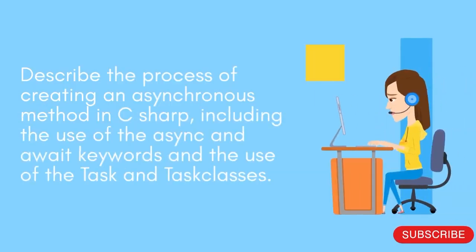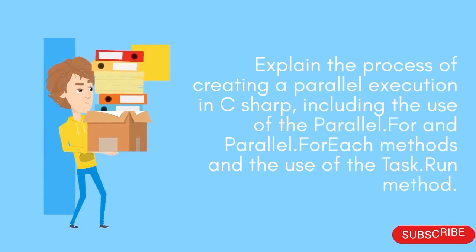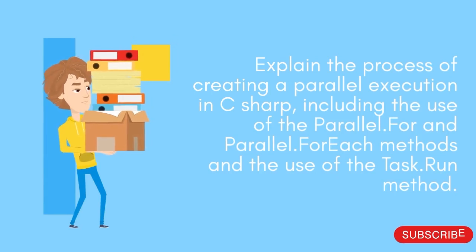Describe the process of creating an asynchronous method in C#, including the use of the async and await keywords and the use of the Task and Task<T> classes. Explain the process of creating a parallel execution in C#, including the use of the Parallel.For and Parallel.ForEach methods and the use of the Task.Run method.